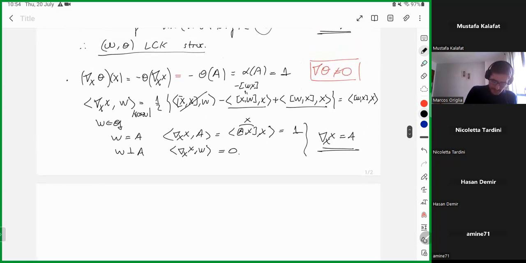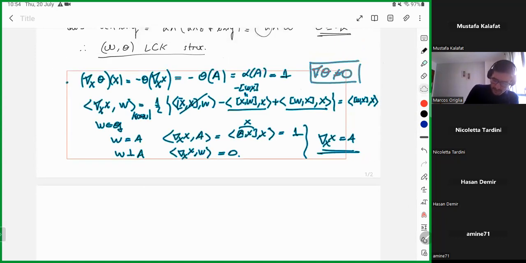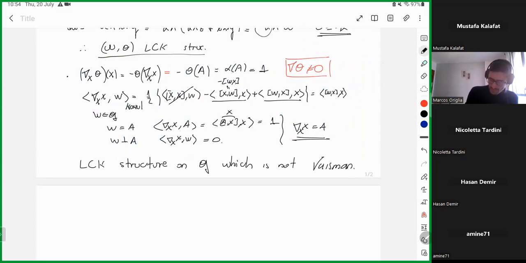So this is an example. This is an example. So let me write down here. This is an example of an LCK structure G, which is not Vaisman. So there are examples. Okay, so we have two examples, one Vaisman, one LCK, non-Vaisman.